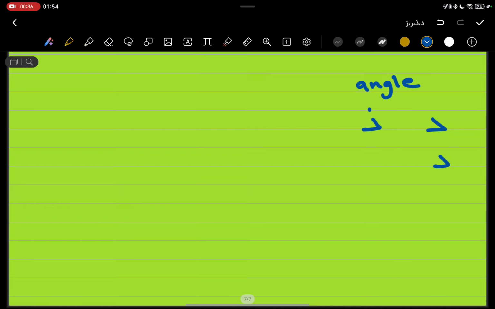You draw them like an angle. That's how you write them. And the second one has a dot, and that is it. Okay. The one that is dotless.